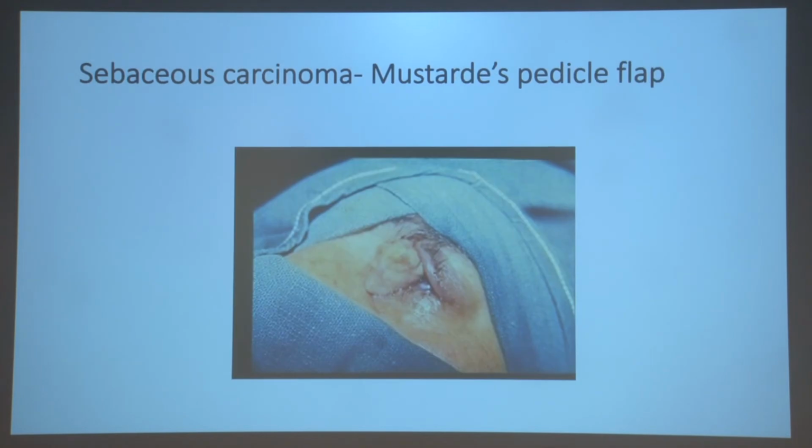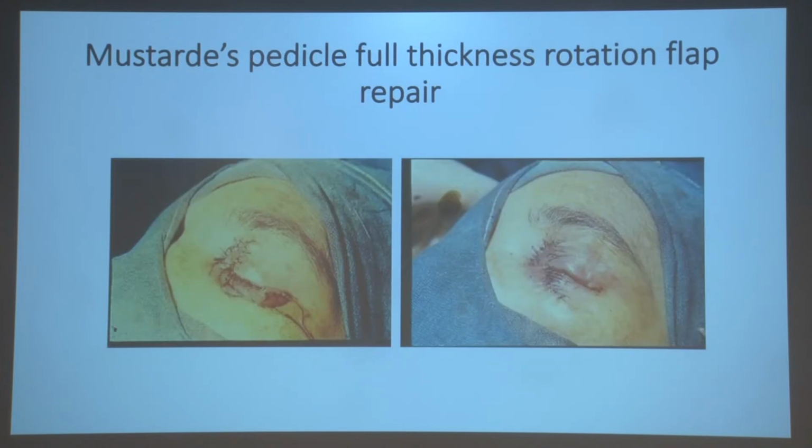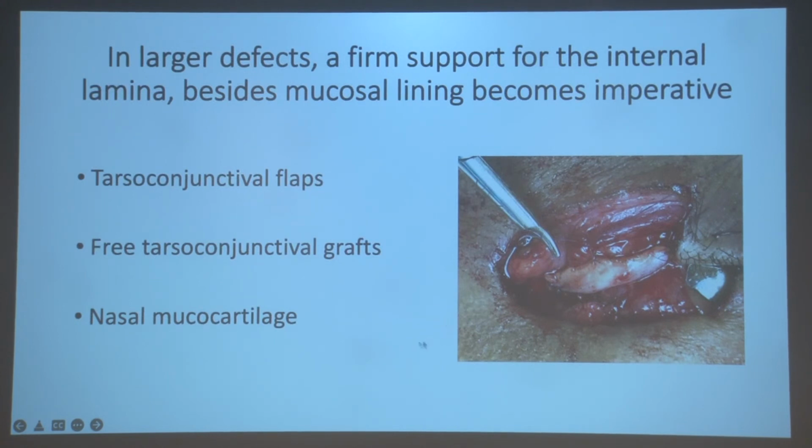compromise the upper lid. Mustardé's pedicle flap, full thickness margin, including cilia, can be transposed. And for the larger ones, you need the midline flap, either the glabellar flap or the midline flap, but you need to also have the posterior support in these major reconstructions. So let's look at some examples. A tarsoconjunctival flap taken from the opposite upper lid, leaving behind marginal 4 millimeters.